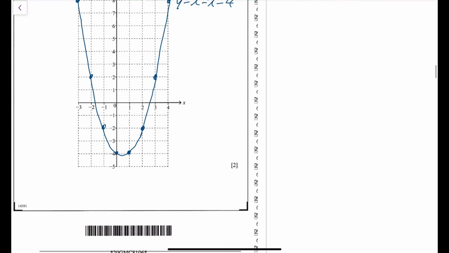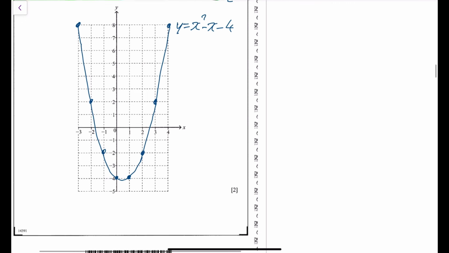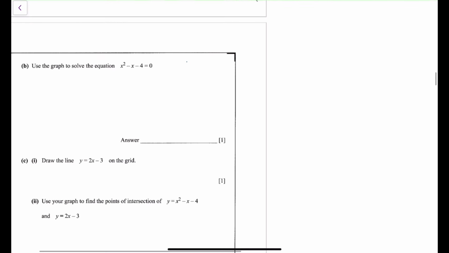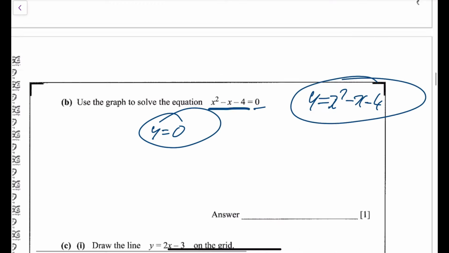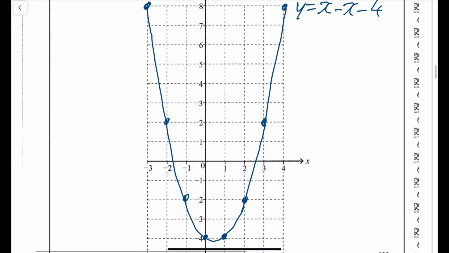Okay, the next thing says, what was our equation? x squared minus x minus 4. It says our equation of our curve was x squared minus x minus 4. It says use a graph to solve the equation. So this is our curve. What you have to do is draw y equals 0 and then see where y equals 0 crosses your curve. Now y equals 0, we don't need to draw it because y equals 0 is the x-axis. So our answer is going to be the x values of where they cross.